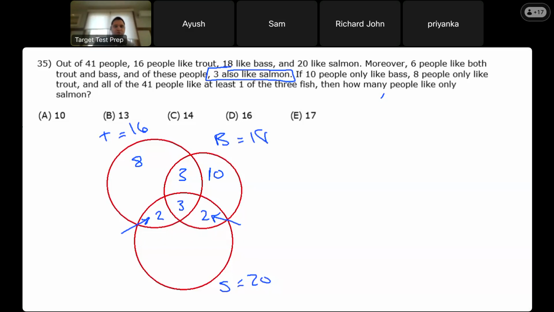And then by doing that, you can do salmon only. 2 plus 2 plus 3 is going to give you 7. 20 minus 7 is going to give you 13. That's how we got that answer. So those are the ones where you're drawing them out.